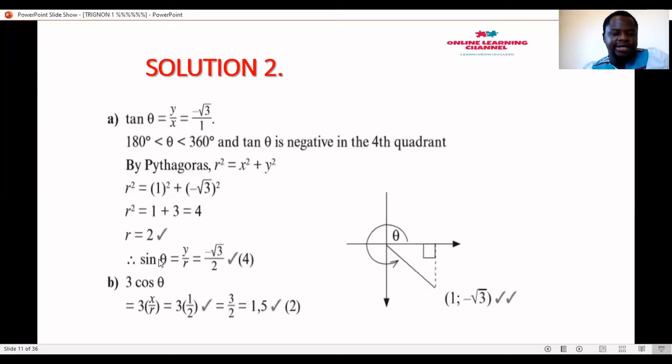So sin theta will be opposite over hypotenuse. That will be y over r, negative square root of 3 over 2. And then for 3 cos theta, cos theta is adjacent over hypotenuse, which will be x over r. So 3 multiplied by 1 over 2, the hypotenuse, which equals 3 over 2, which is 1.5.